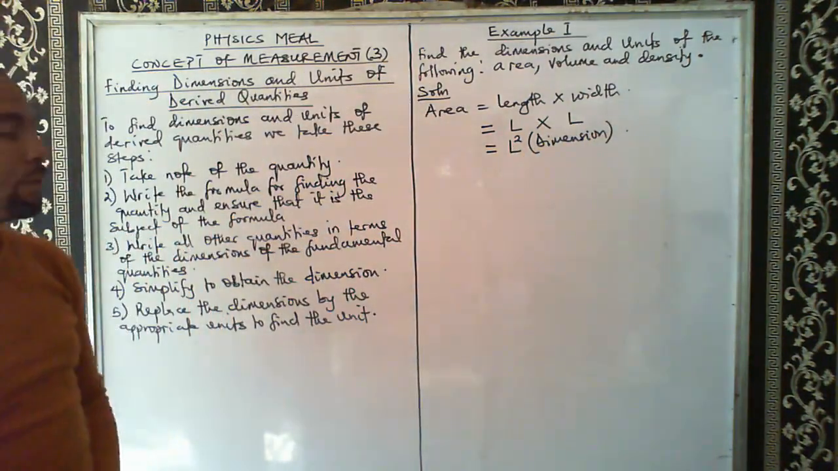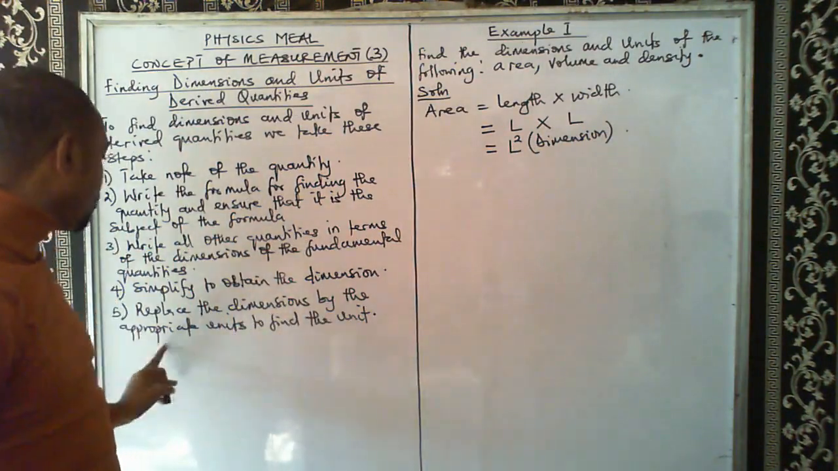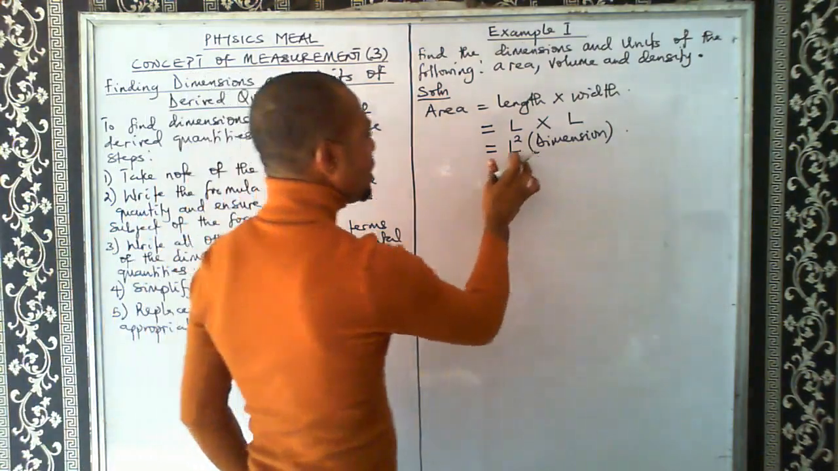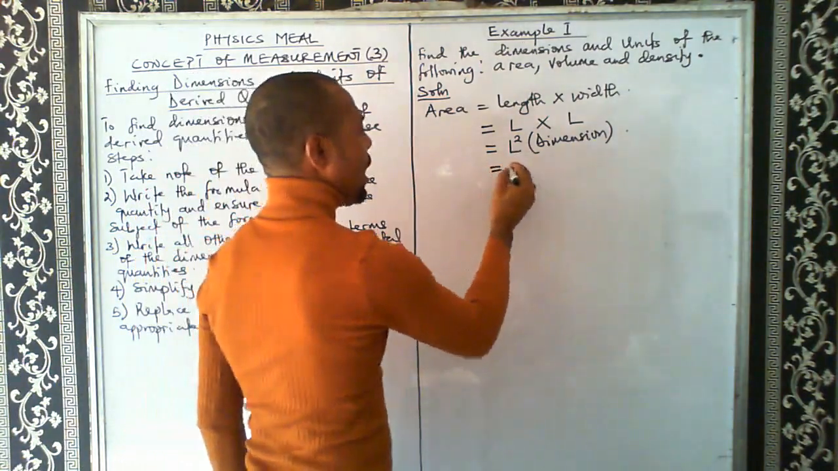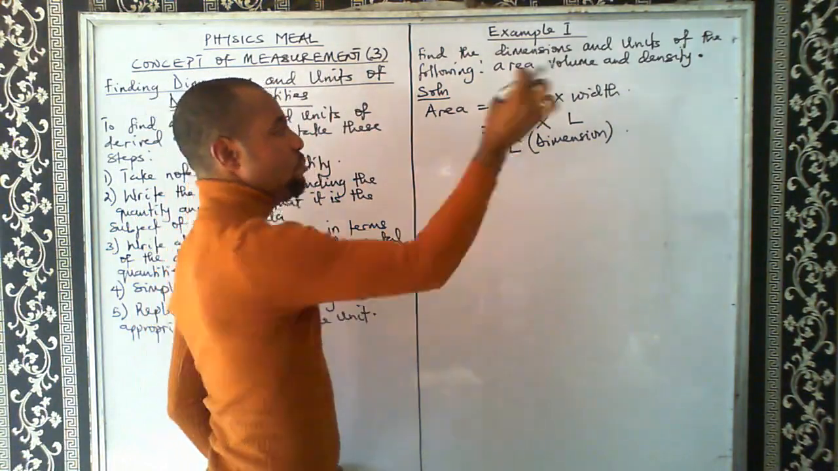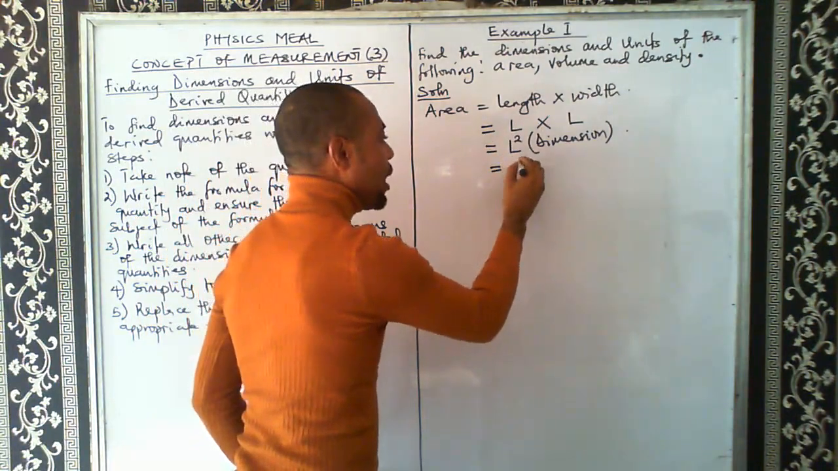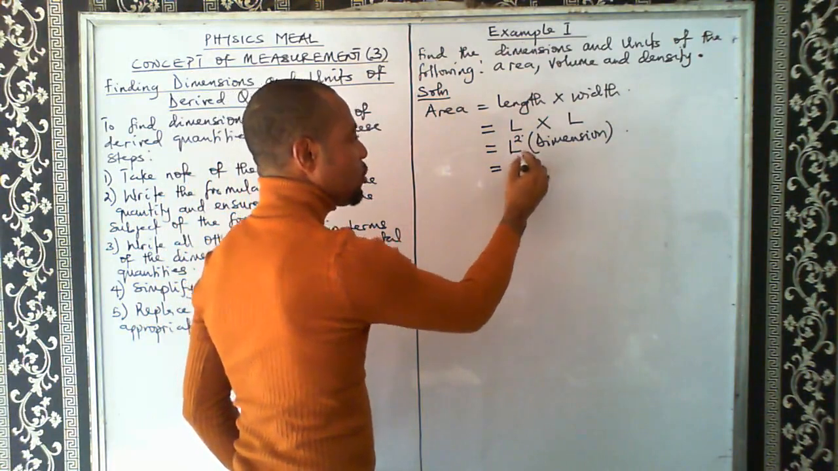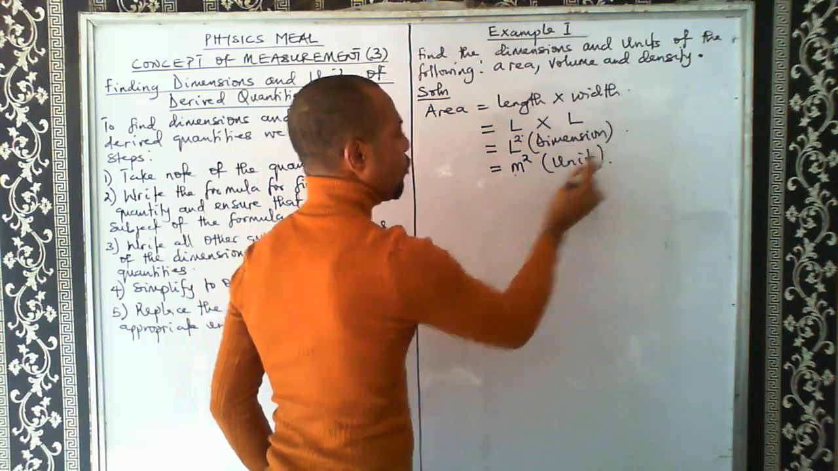We have simplified. How do we get the units? The last step: replace the dimensions by the appropriate unit. So we'll go back. What is the unit of length? Length, the unit is meter, so we are going to use meter to replace the dimension. We'll replace the dimension L by the unit m, and this length is squared, so the unit should also be squared. So this is the unit of area.